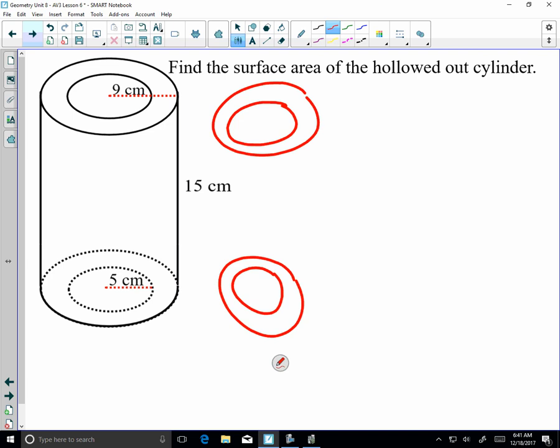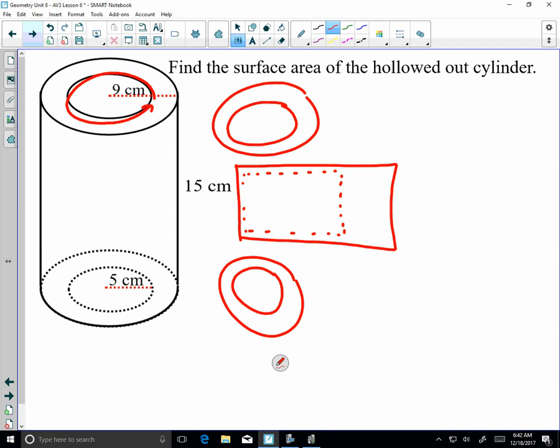And then the hard part about this problem is not only is there an outside wraparound, there is also an inside wraparound. So we've got 2 rectangles that we have to look at here because we have an inner circumference, and that's surface area on the inside, and then we have an outer circumference. So we have to have those 2 pieces. So when we look at it now, we've got the pictures that we need to build together to get our surface area of this object.